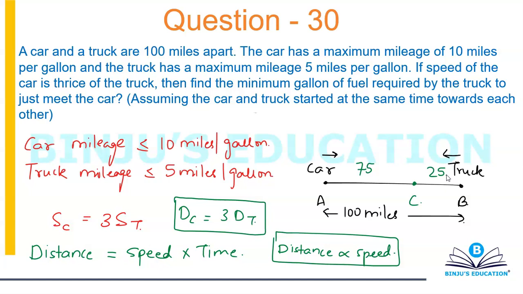Okay. Now what's the question? We need to find out the gallons required by the truck. Now the truck has to cover a distance of 25 miles and it has a mileage of less than or equal to 5. So the fuel required will simply be equal to 25 divided by less than or equal to 5. Now 25 divided by 5 is equal to 5.